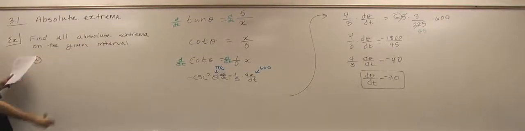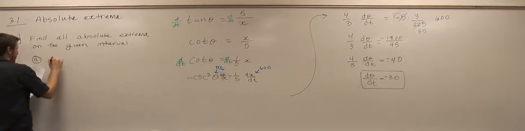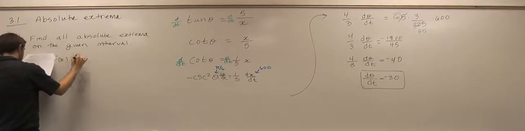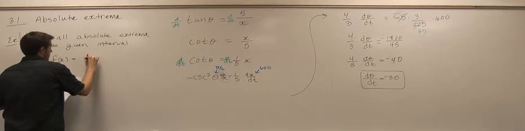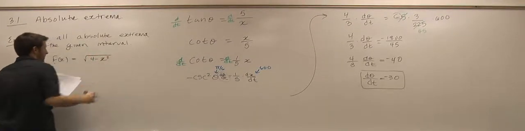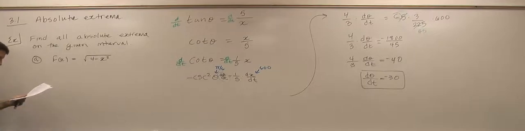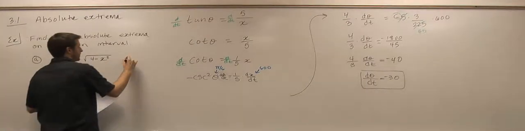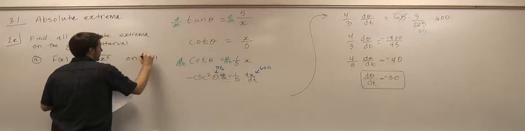I'll give you a function. F of x equals square root of 4 minus x squared. I'll give you an interval, negative 2 to 1.